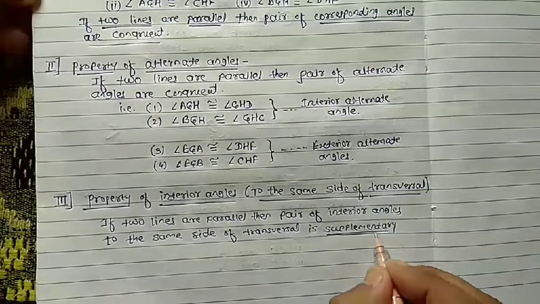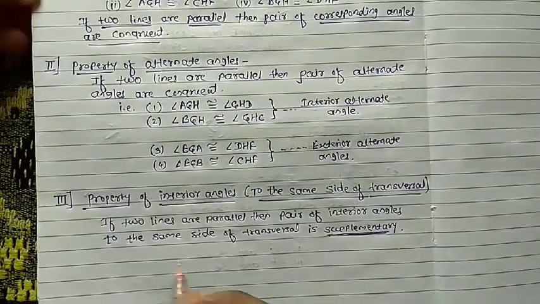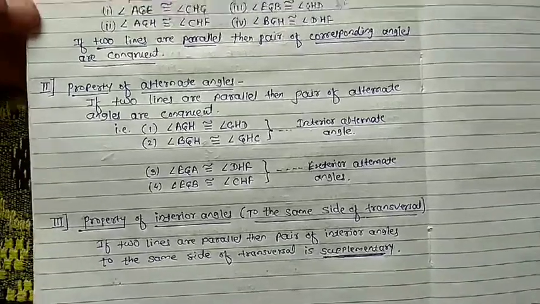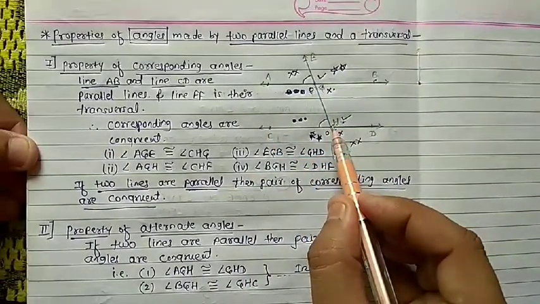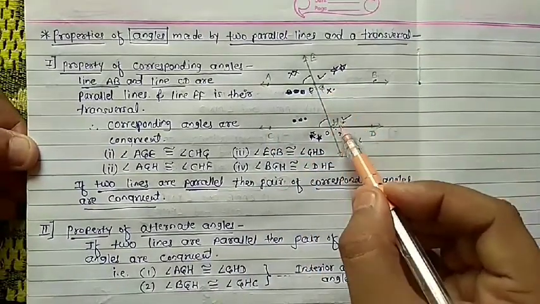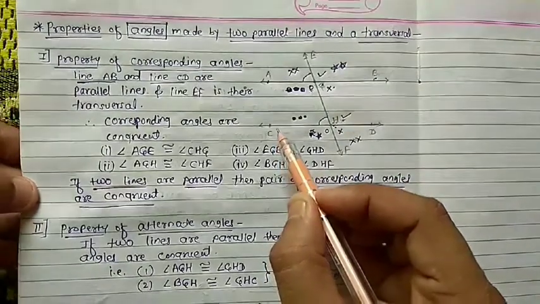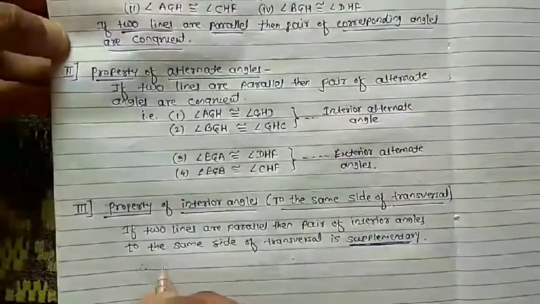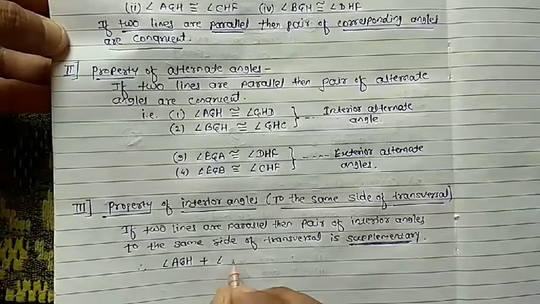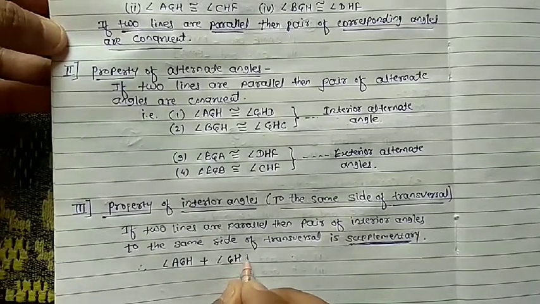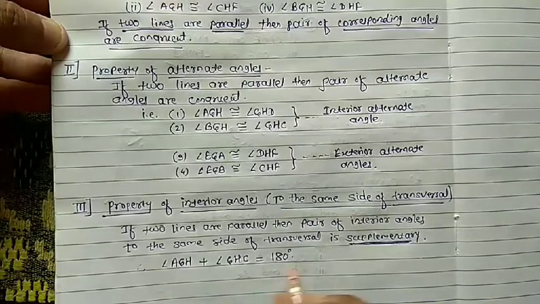Supplementary means the sum of two angles is 180 degrees. So, see in the figure, angle AGH plus angle GHC is equal to 180 degrees.